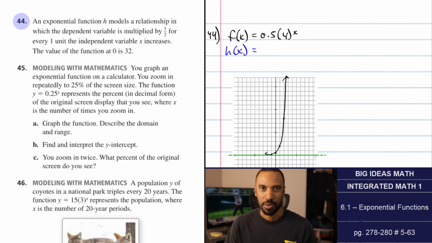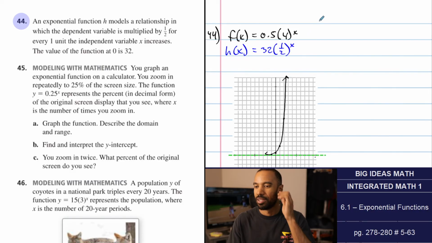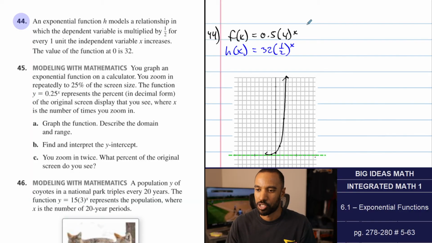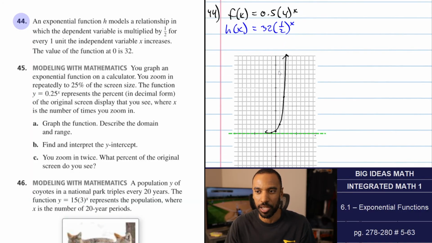Well, now I might have to change my scale. So this is 32 times 1/2 to the x power. If you're okay with us imagining, I do have a y-intercept of 32, which is pretty high up. That's when x equals 0. We know where it is. When x equals 1, we multiply by 1/2. We get half of 32, which is 16.